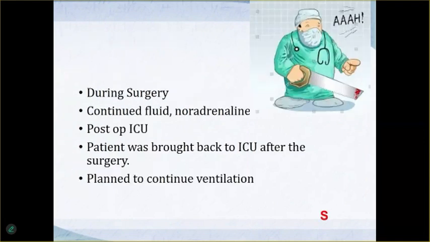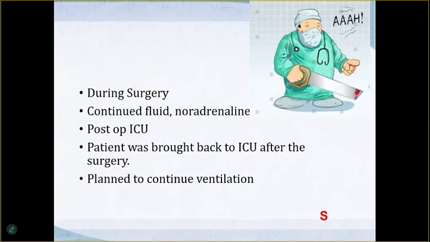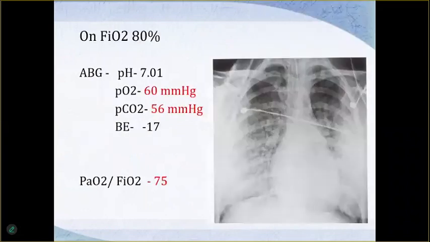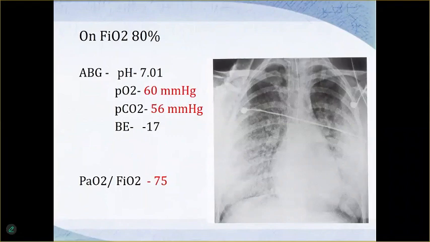During surgery, we continued the fluids and noradrenaline. And as you said, post-surgery we brought the patient back to the ICU and planned continuation of ventilation. Now back again to manage this patient, with this time an arterial blood gas showing very low pH, lower than the earlier 7.01. Oxygenation is also affected, carbon dioxide is rising, and the base excess is minus 17. The PF ratio has dropped again, from less than 120 to 75.